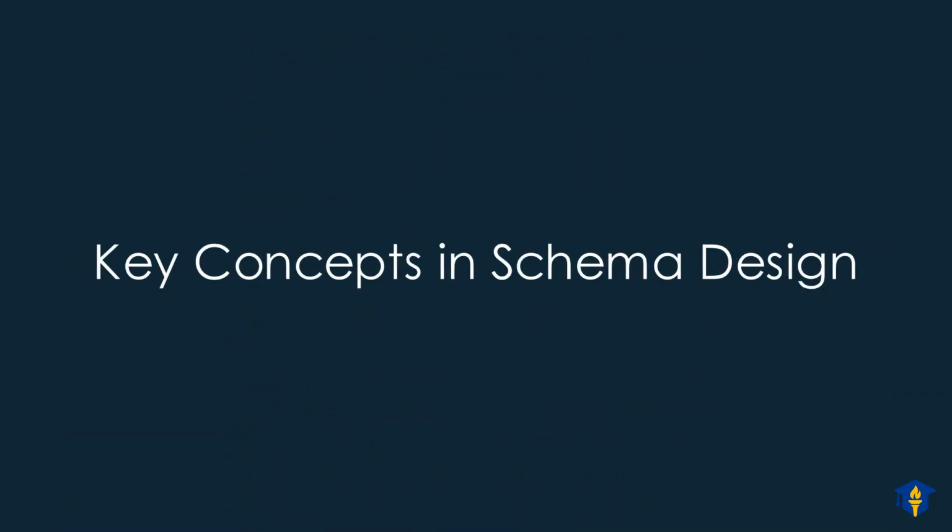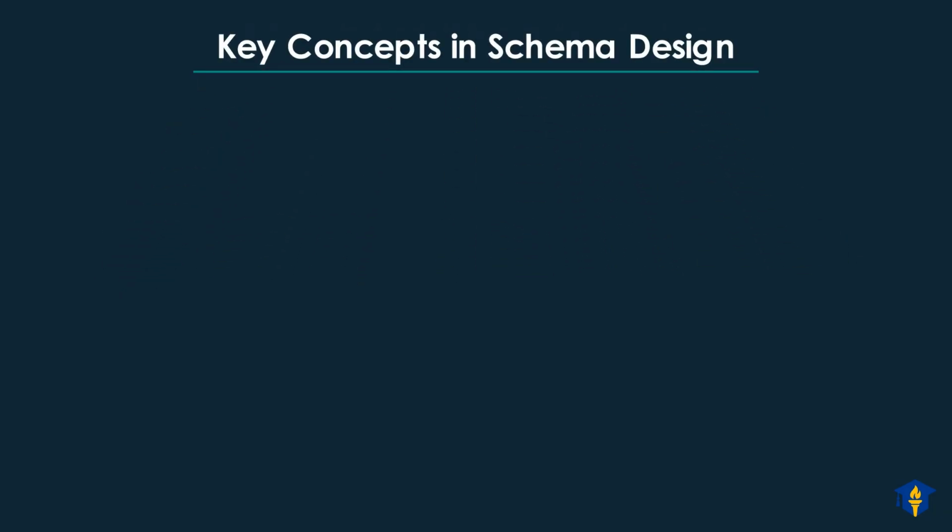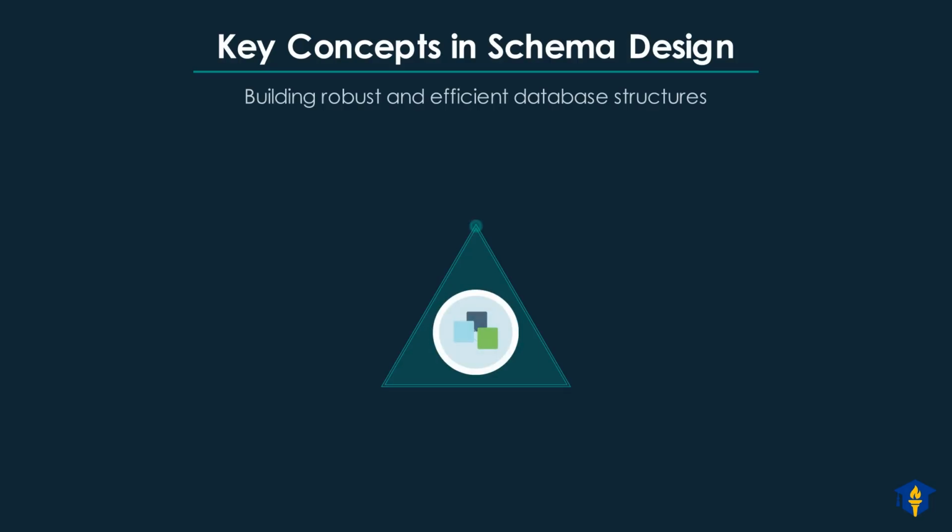Today, we will explore key concepts in schema design, vital for database structure. These concepts are essential for building robust, efficient, and well-organized database structures. Normalization is a crucial process in database design that helps optimize data. Its primary goal is to minimize data redundancy, making your database more efficient.